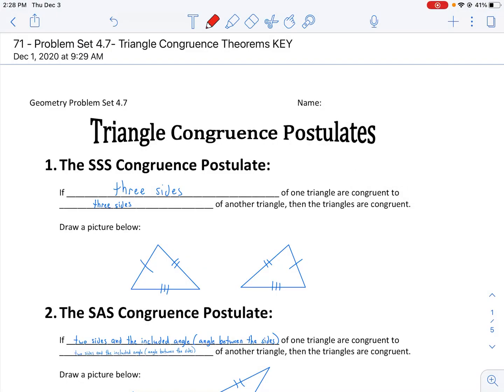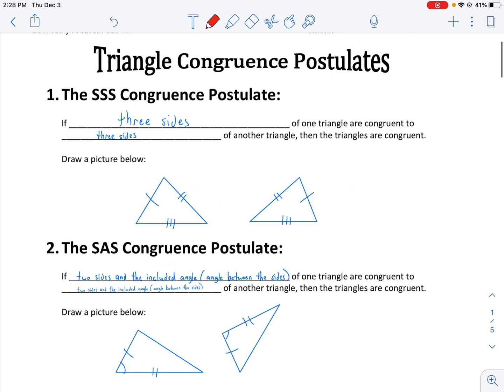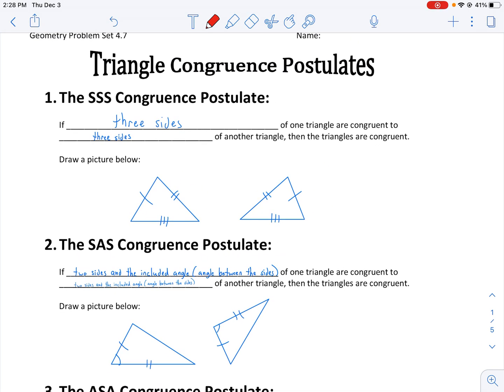All right, everybody, here's a video key for problem set 4.7. I've already completed some of it because some of it we probably did together already, either on ClassKick or in class. But we have the SSS congruence postulate.